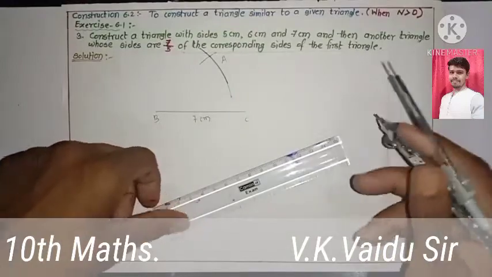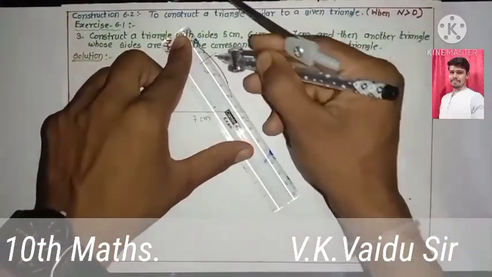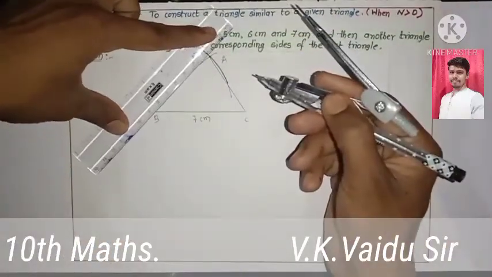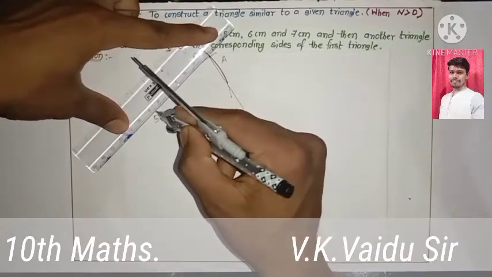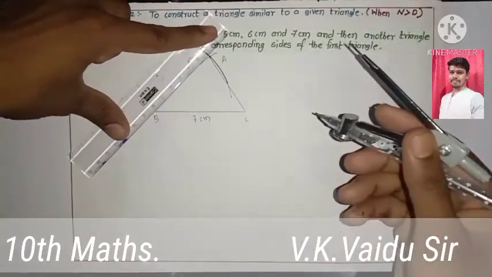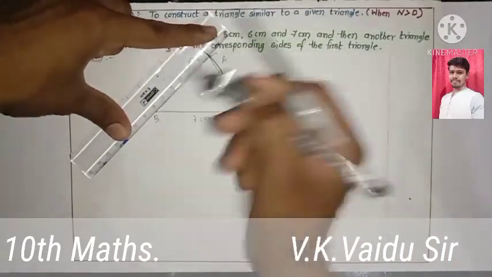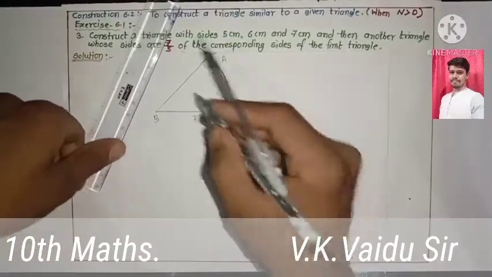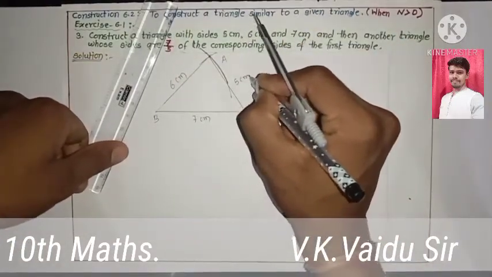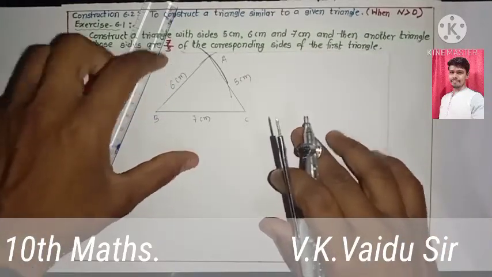Now step 4, join AB and AC. When we join these, we get the triangle ABC, which is the given triangle. BC is 7 cm, AB is 6 cm and AC is 5 cm. We have shown how to construct the given triangle with its three sides.